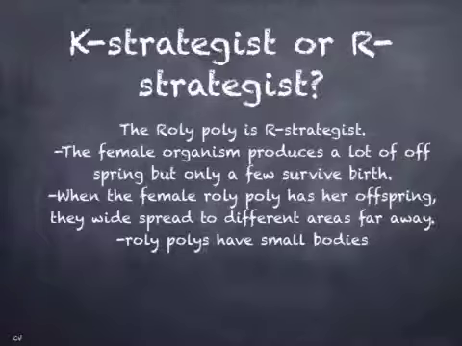K strategist or R strategist? The roly-poly is an R strategist. The female organism produces a lot of offspring, but only a few survive birth. When the female roly-poly has her offspring, they spread widely to different areas far away. The roly-polies have small bodies.